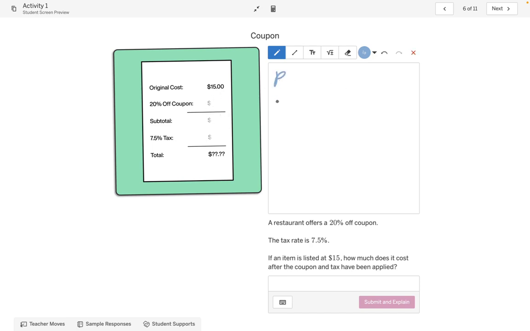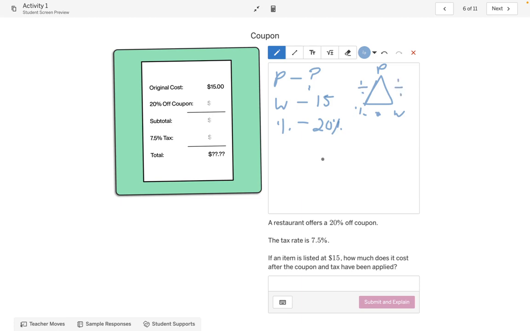So if we look at it as a part whole percent, $15 is our starting point. That's our whole. We don't know the part. We don't know what's coming off. And we're finding 20%. So looking at our triangle, we would do the part, the percent, whole, multiply, divide, divide.